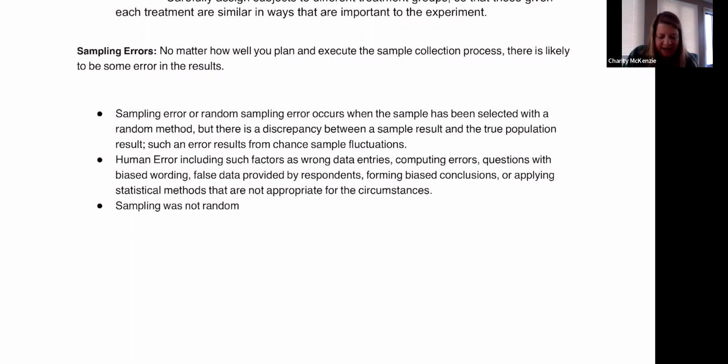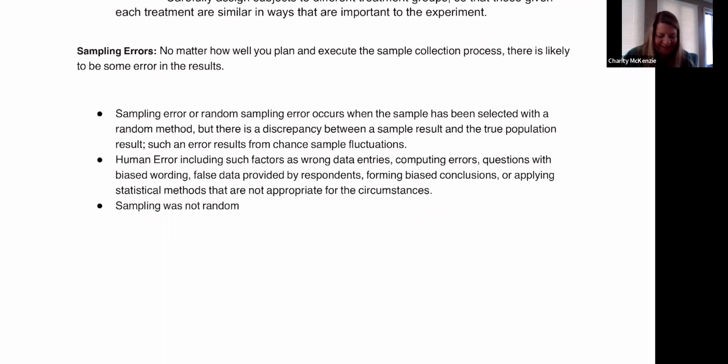Okay. And human error could be like data entry wrong, computing errors, questions with biased wording, false data by respondents. So when you collect data of weights, how many people are going to lie? Oh, I will. I'm not telling you the truth. If you get on the scale, well, then I guess I'm telling the truth. So when you collect data for your first project, you should, as best you can, collect it yourself. Not get it from the web, not get it from word of mouth, collect it yourself. Put them on that scale, see what they weigh.